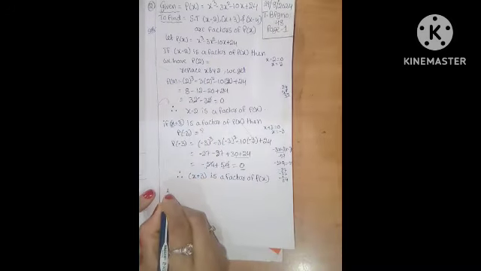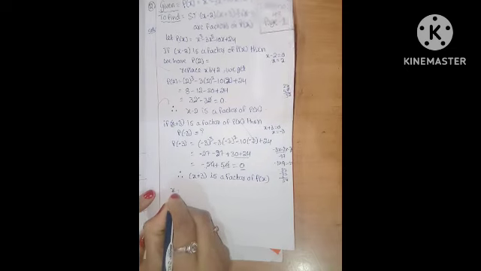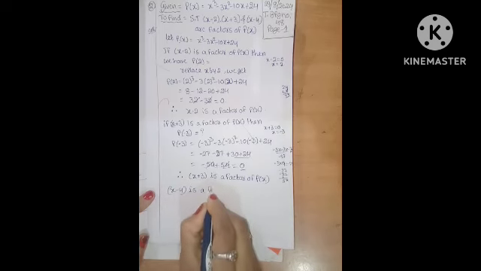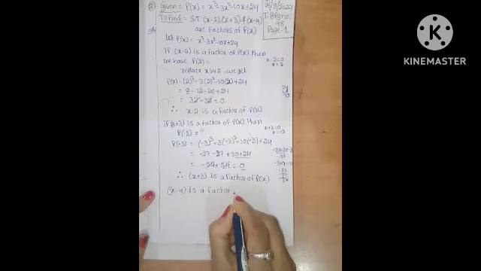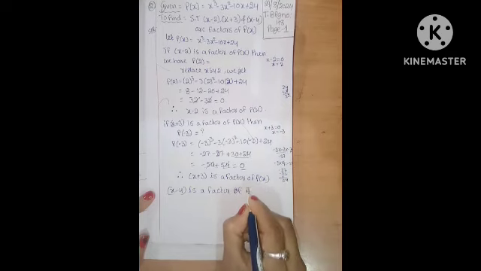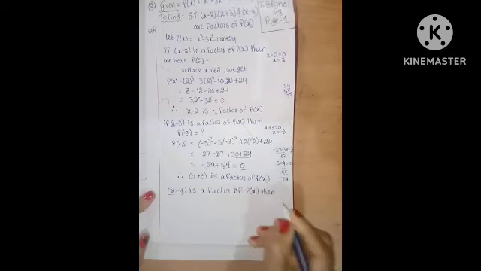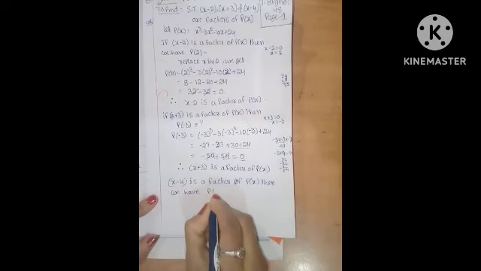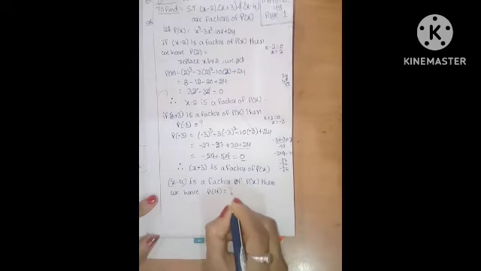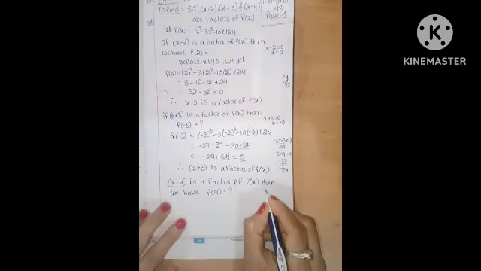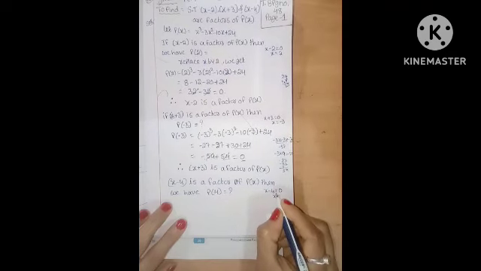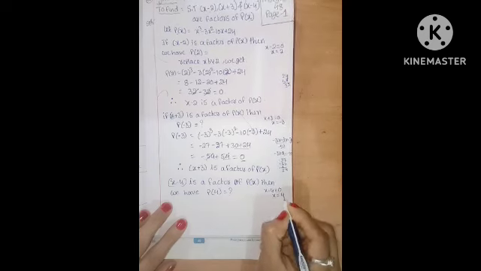Next, the third factor. What's the third factor? X minus 4 is a factor of P of x. Then we have P of 4. What's the value? Here x minus 4 equal to 0. It is nothing but x equal to, before minus 4, after equal it becomes plus 4 only.